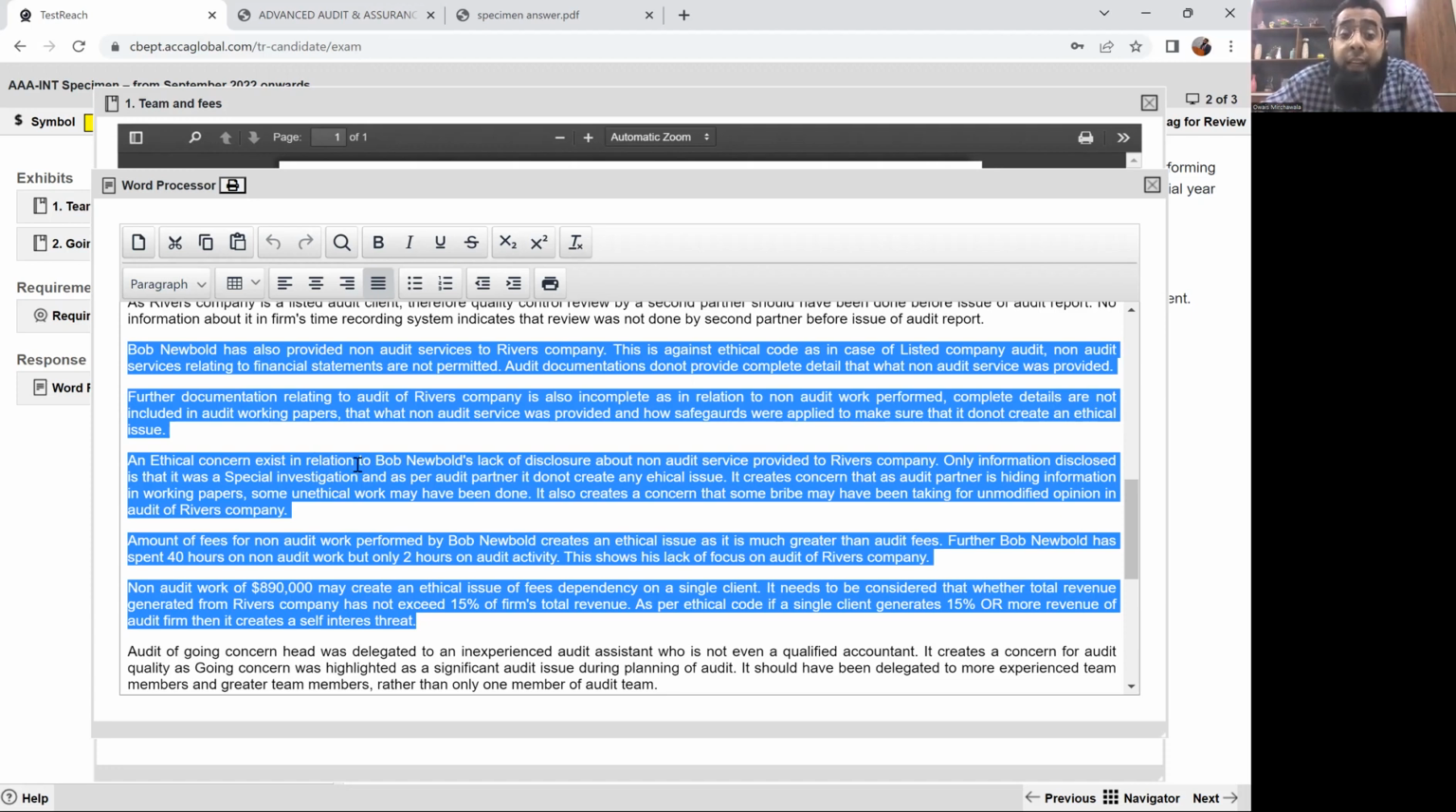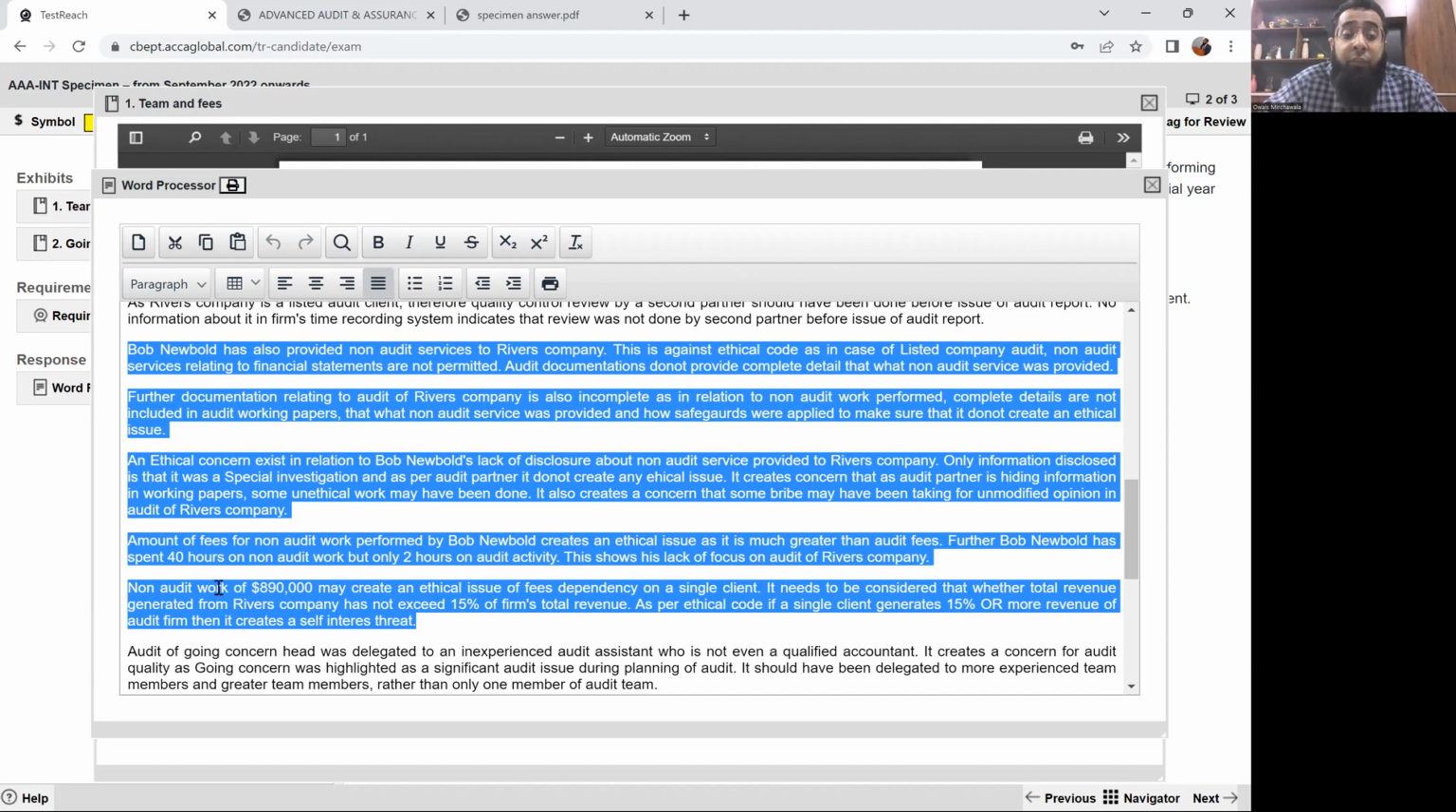An ethical concern exists in relation to Bob Newbold's lack of disclosure about non-audit service. We highlighted the fact that the partner himself is hiding information. Then we highlighted that the amount of fees for non-audit work performed by Bob Newbold creates an ethical issue, as it is much greater than audit fees. He also referred to this issue in his answer.